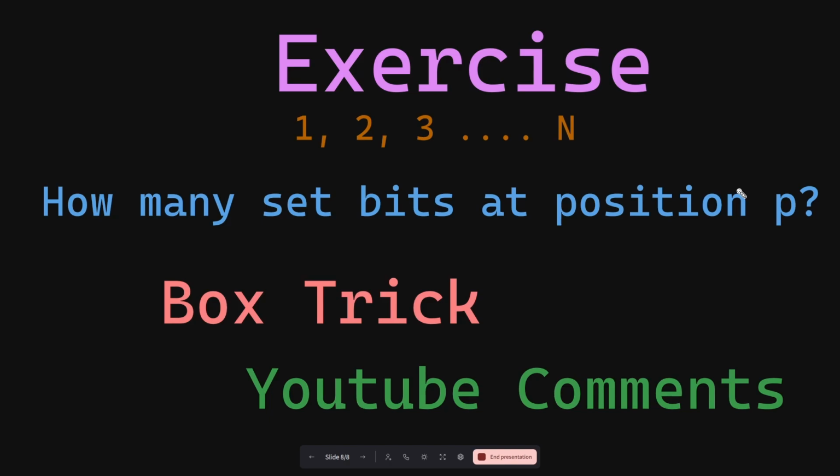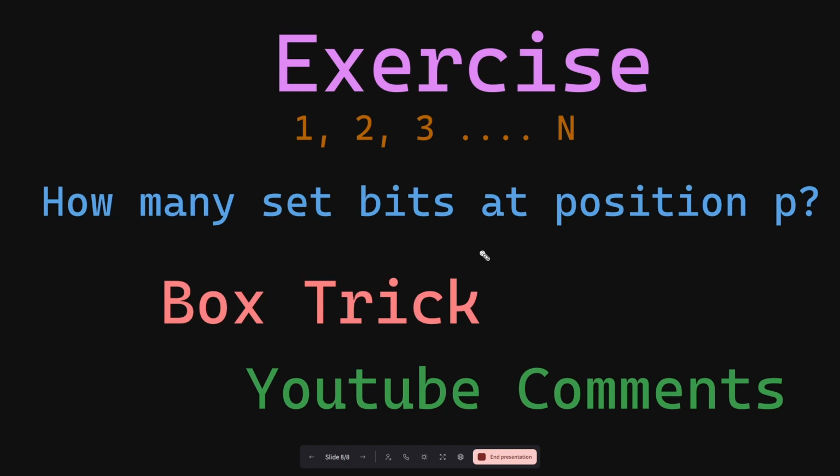Now, if you have really understood the concept of boxes that I have taught you in this video, here is an exercise for you. You are given n integers from 1 to n. You need to count how many set bits are there in all of these integers combined at position p, and p can vary from 0 to 30.